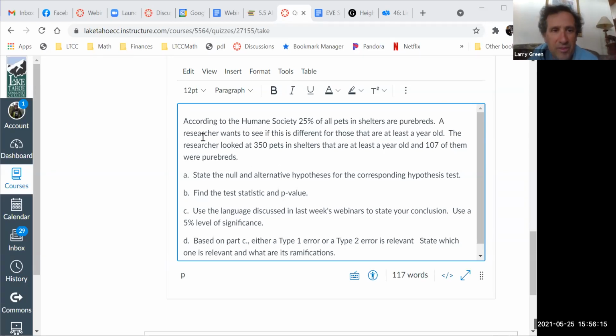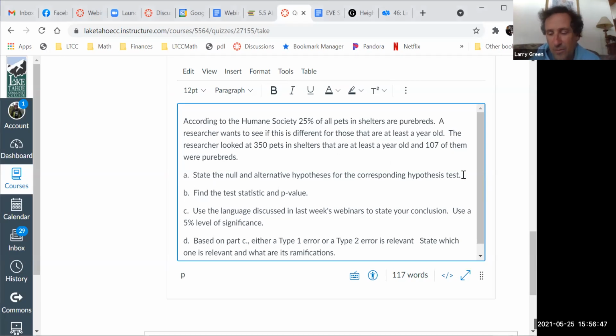Okay, so here's the quiz. It says, according to the Humane Society, 25% of all pets in shelters are purebreds. A researcher wants to see if this is different for those that are at least 1 year old. The researcher looked at 350 pets in shelters that are at least 1 year old, and 107 of them were purebreds. The question is, state the null and alternative hypotheses for the corresponding hypothesis test.